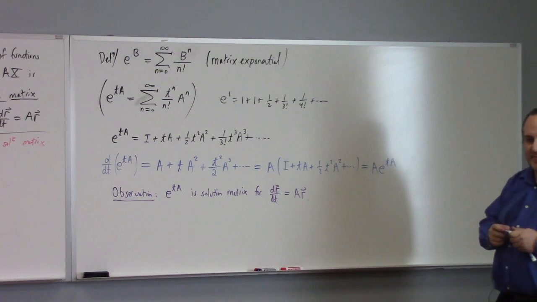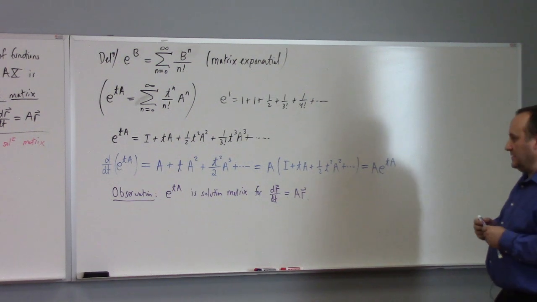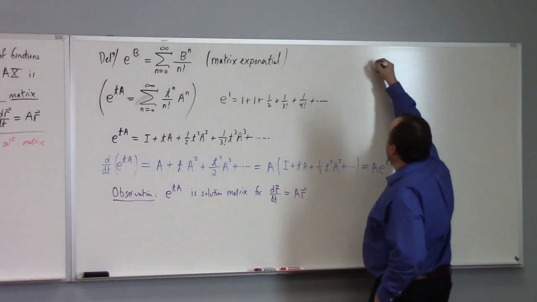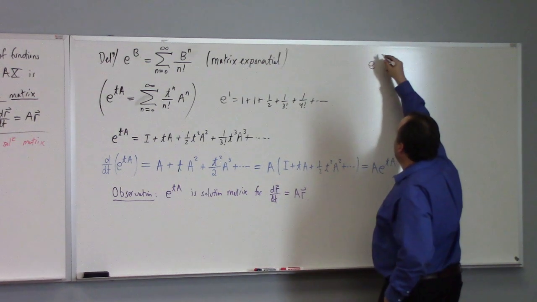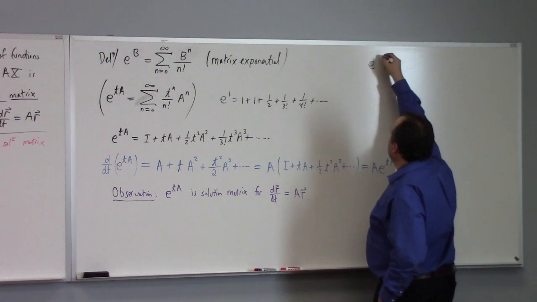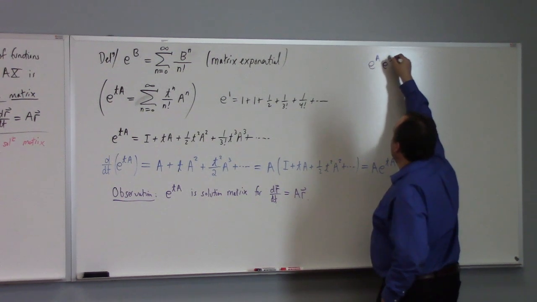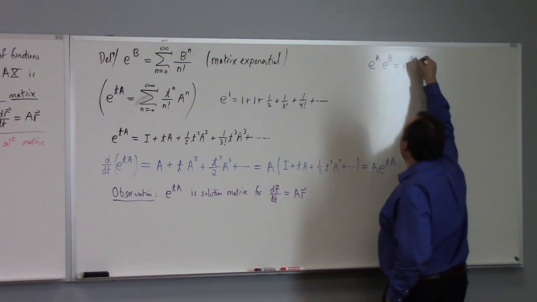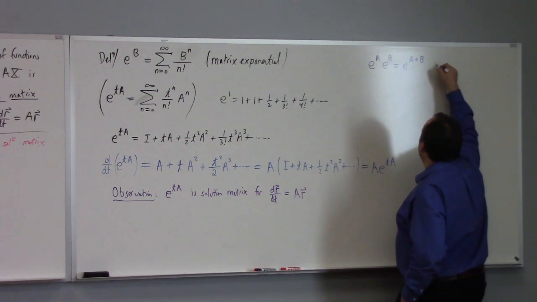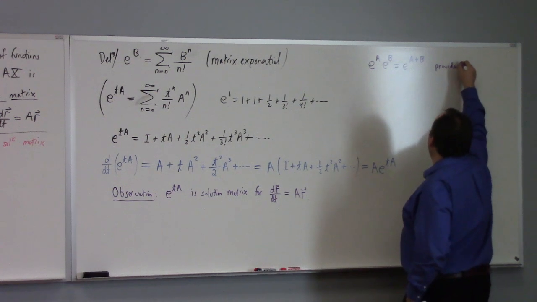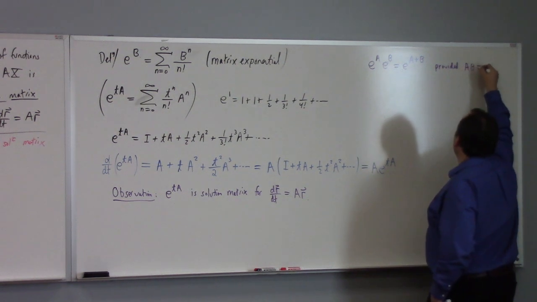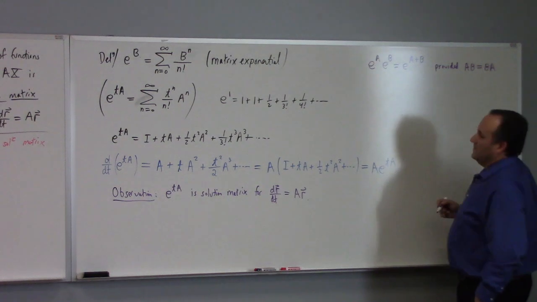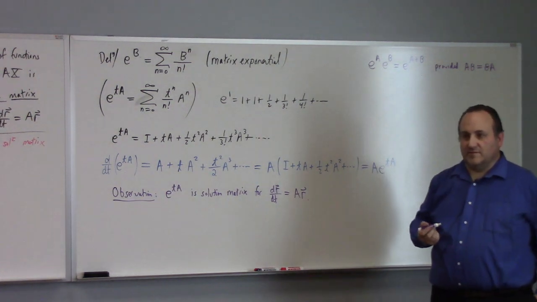So what are the properties of the matrix exponential? Well, I'll tell you quickly. Here's a couple. One is that e to the A times e to the B is equal to e to the A plus B, provided AB is equal to BA. If A and B commute, the law of exponents holds.